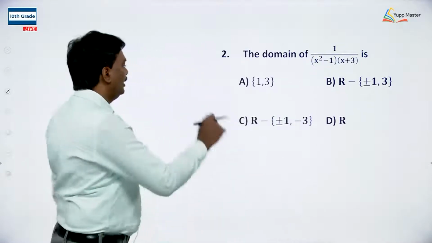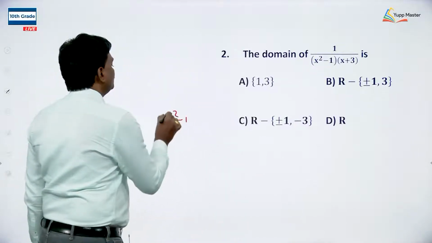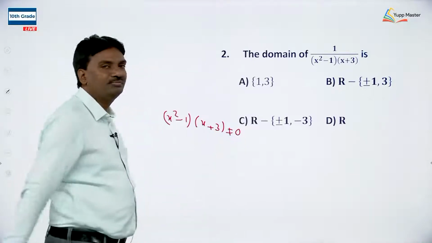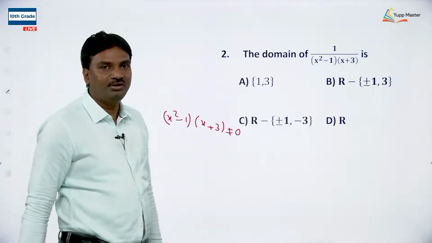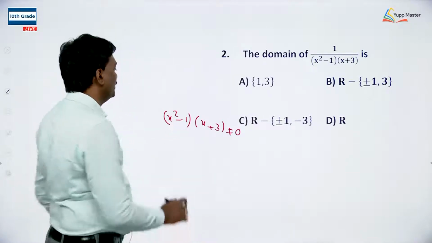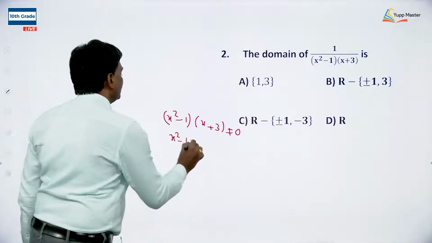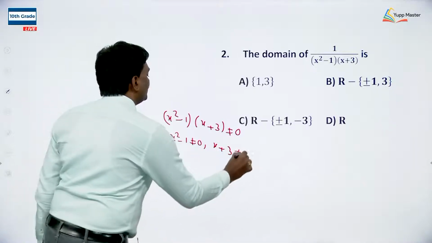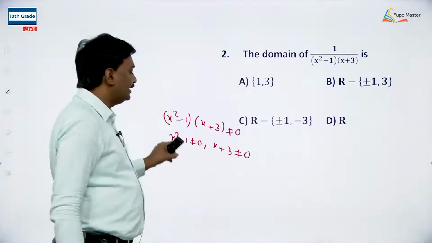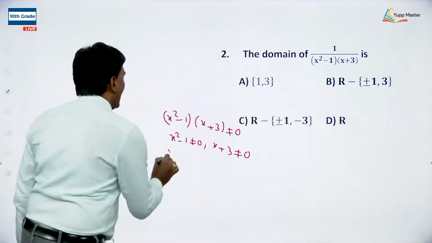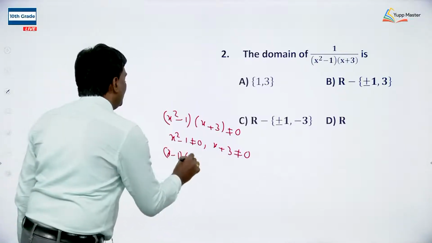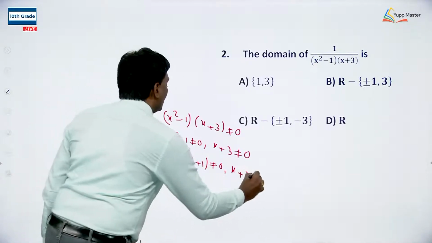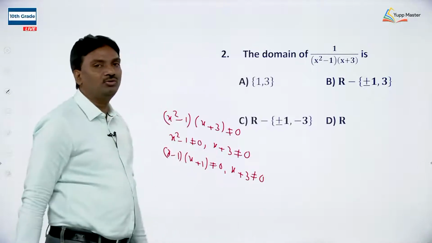So that's why we can write x square minus 1 into x plus 3 not equal to 0. So from this we can write x square minus 1 not equal to 0 or x plus 3 not equal to 0. Again x square minus 1 can be written as x minus 1 into x plus 1 not equal to 0 or x plus 3 not equal to 0.